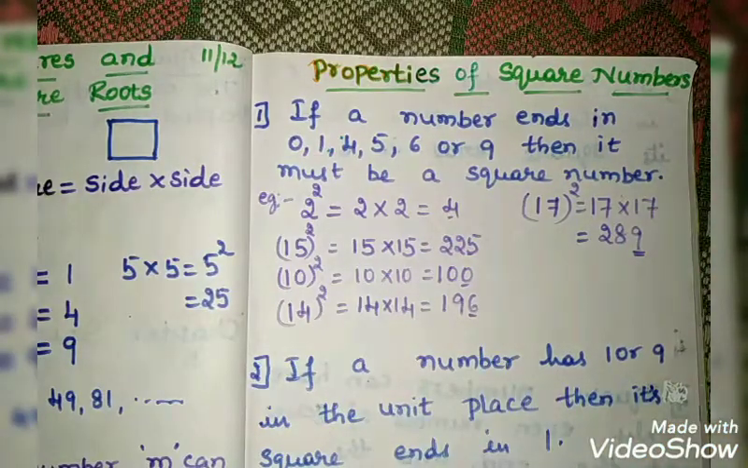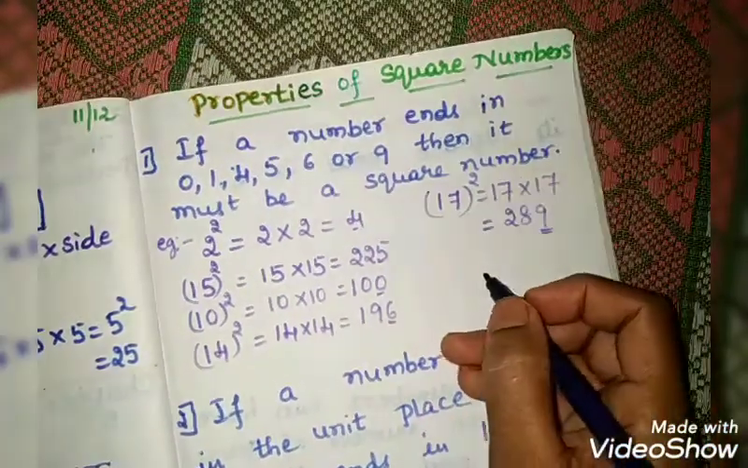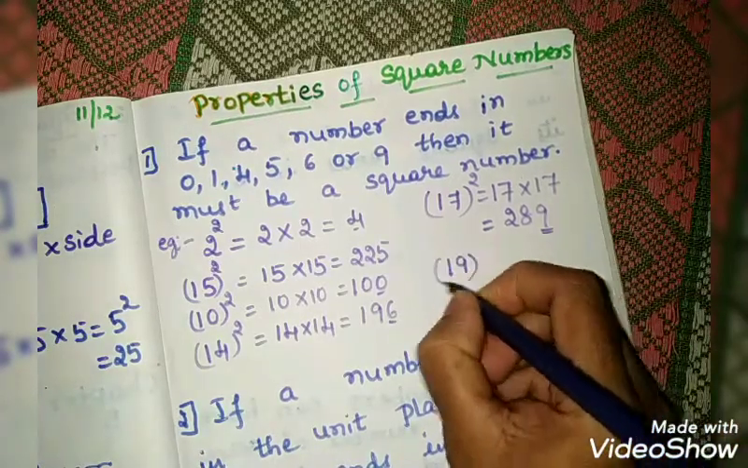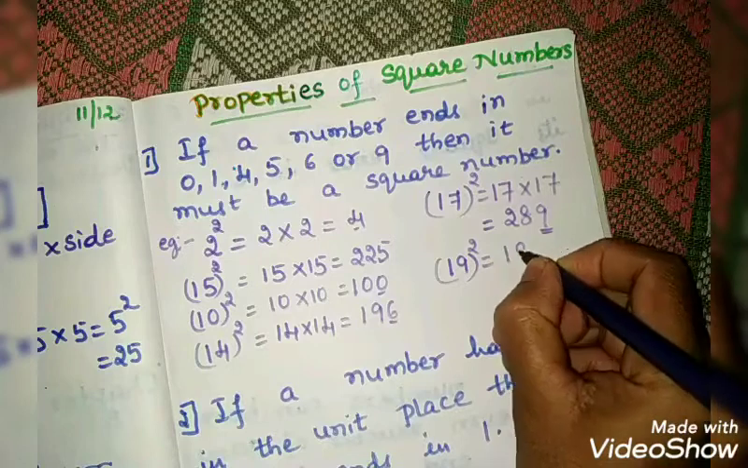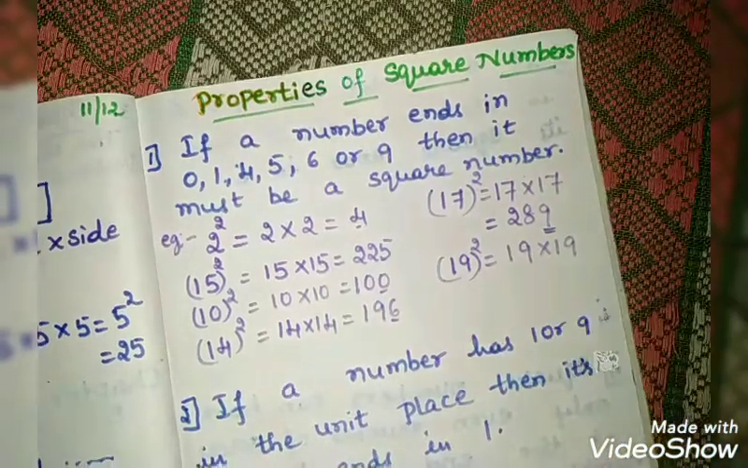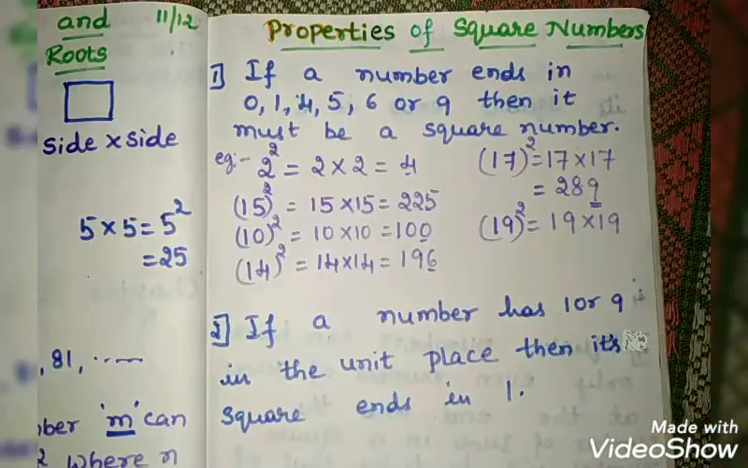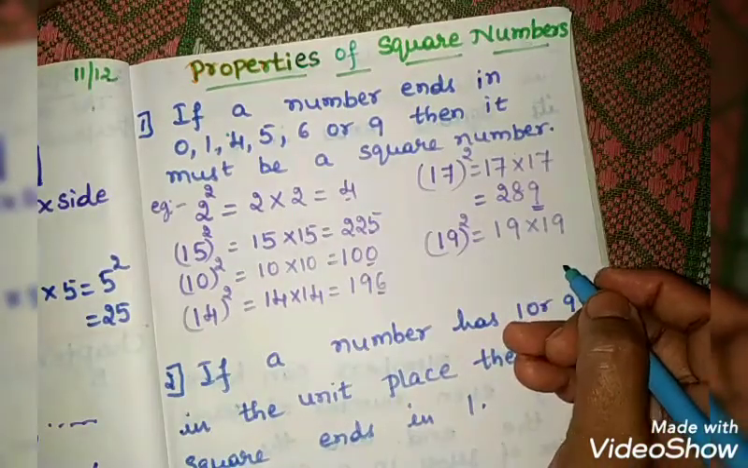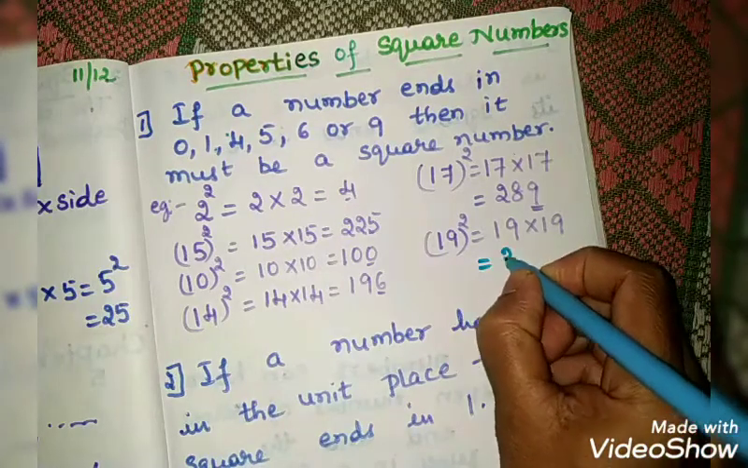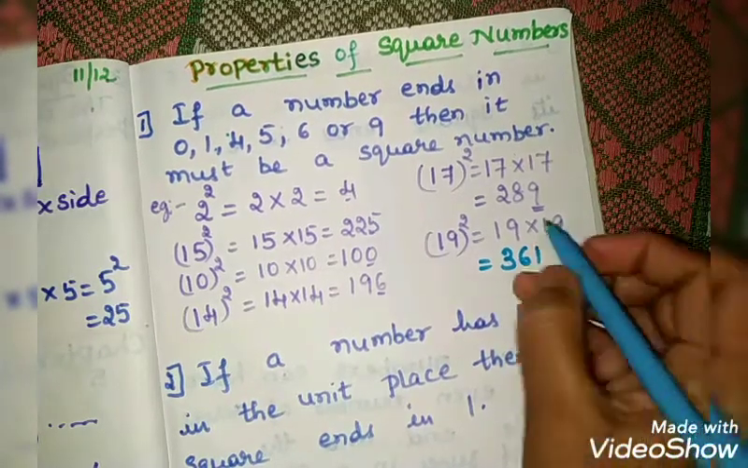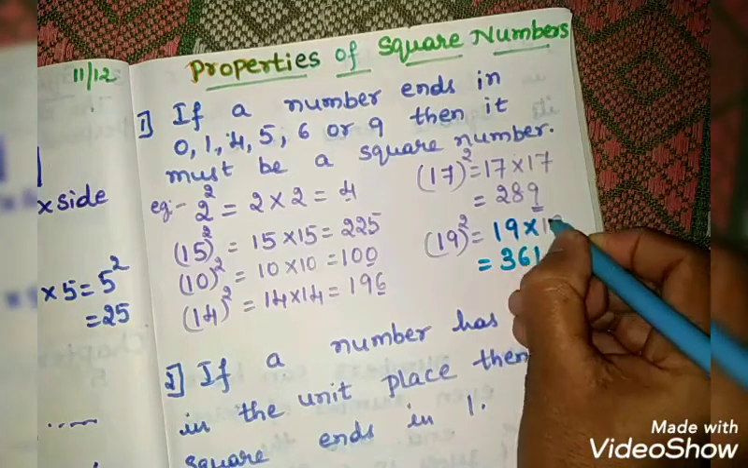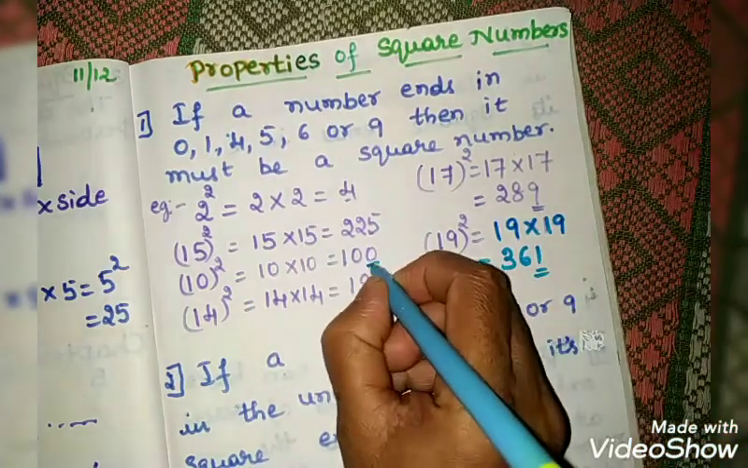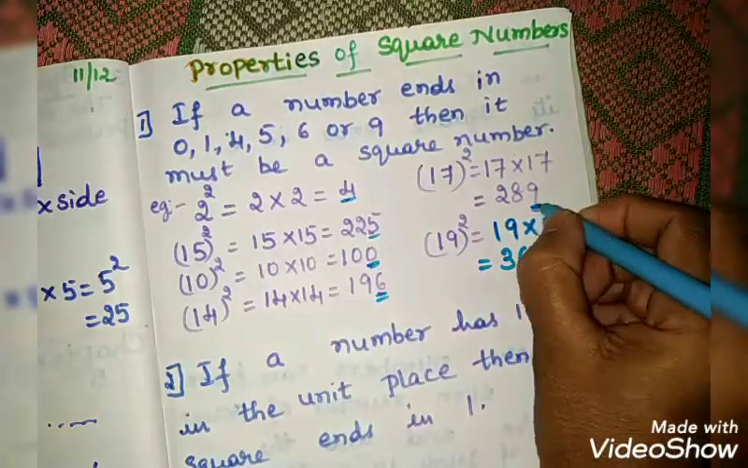1 we didn't get, no? Let us try one more. 1 I must get, no? Let me take 19, children. 19 square. What is it? 19 into 19, obviously. Isn't it? 19 into 19. 19 19s are 361. Ends with 1, children. Observe here. Ends with 1. Ends with 6, 0, 5, 4, like that.